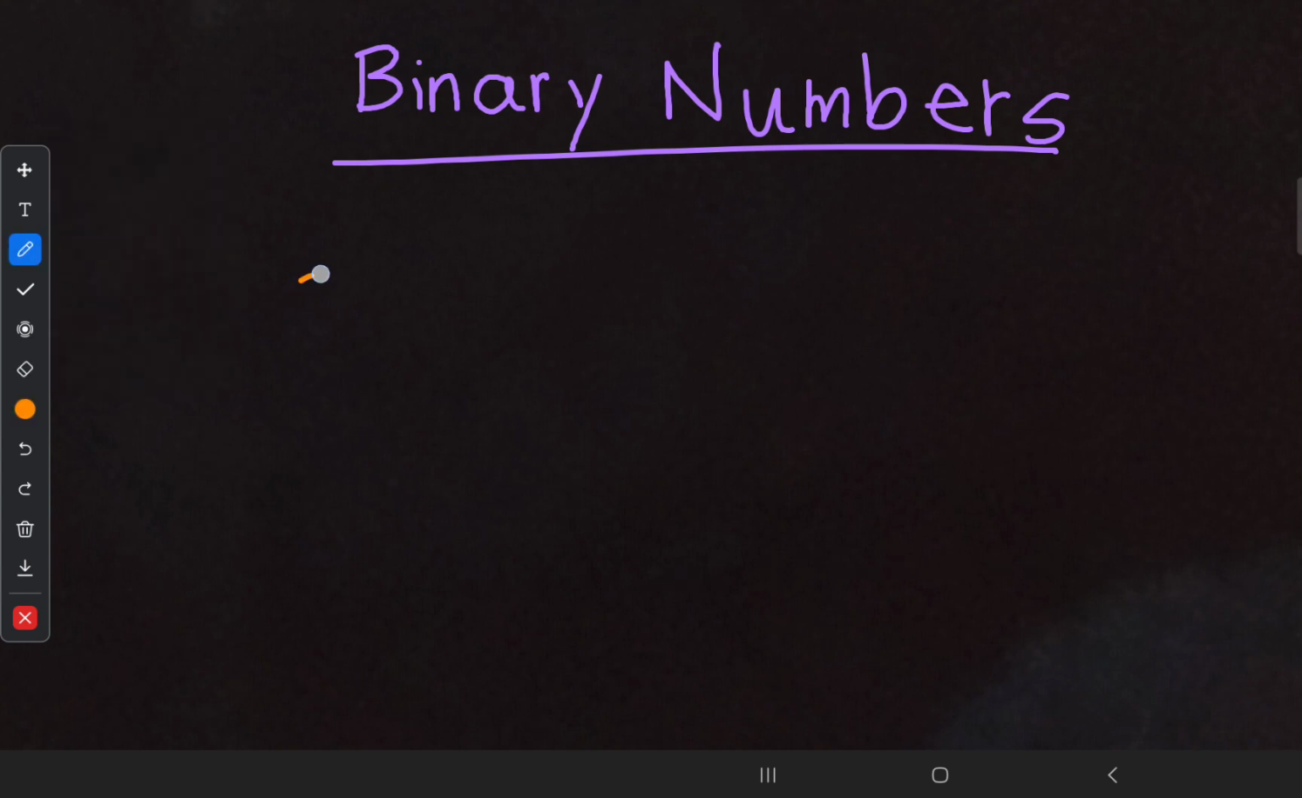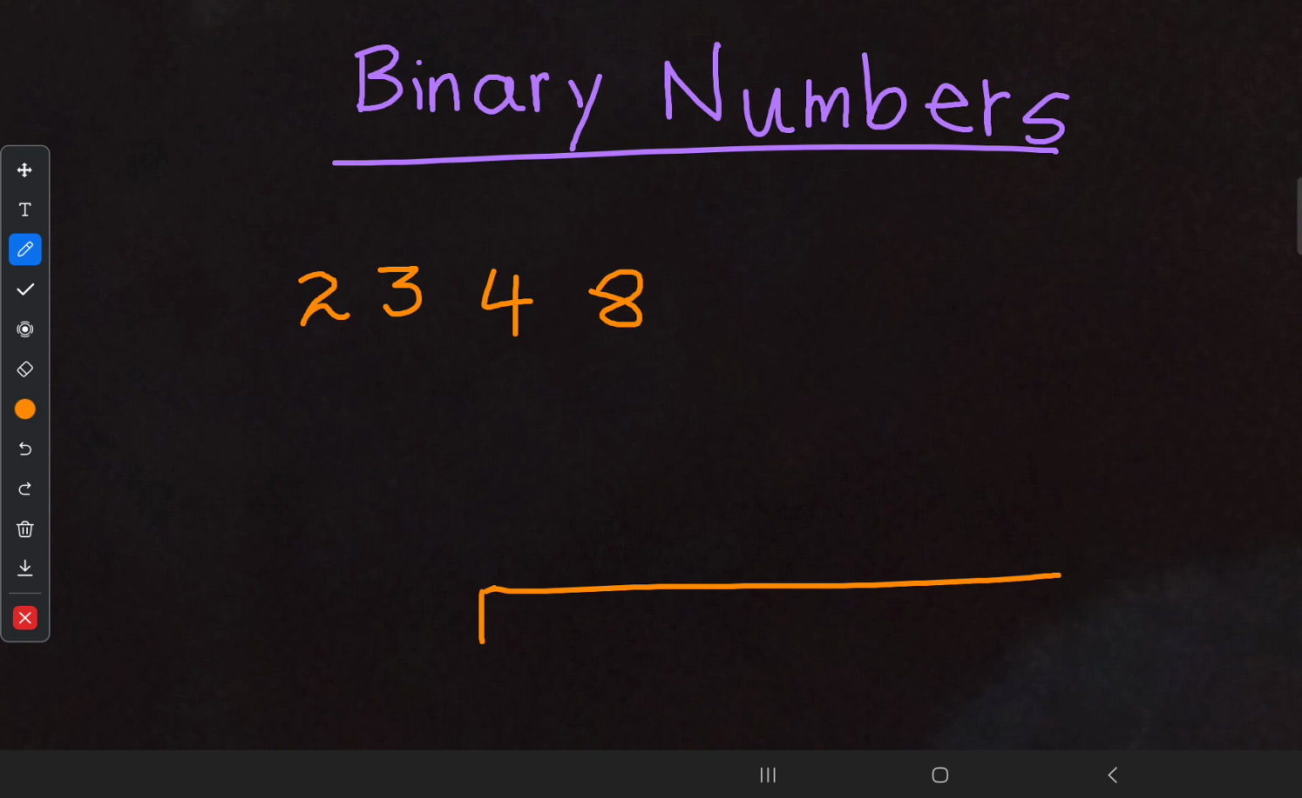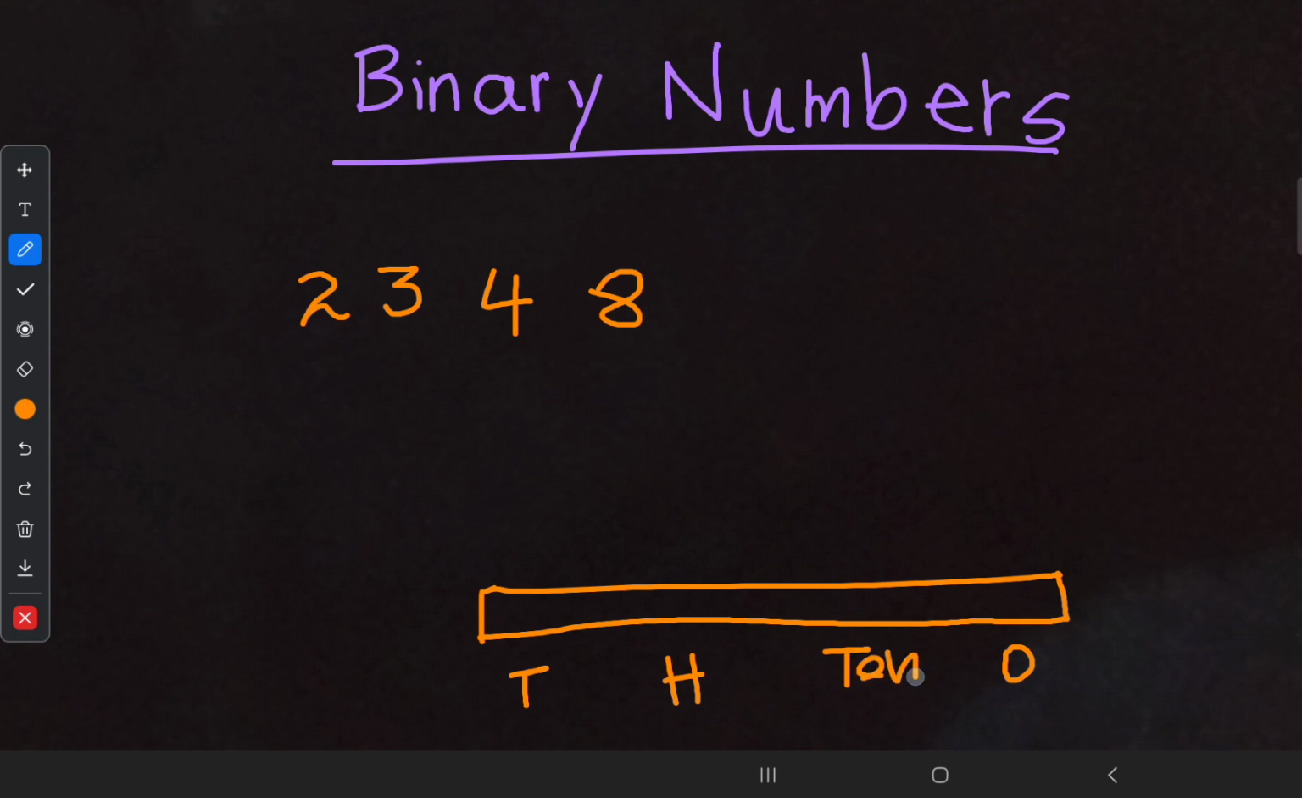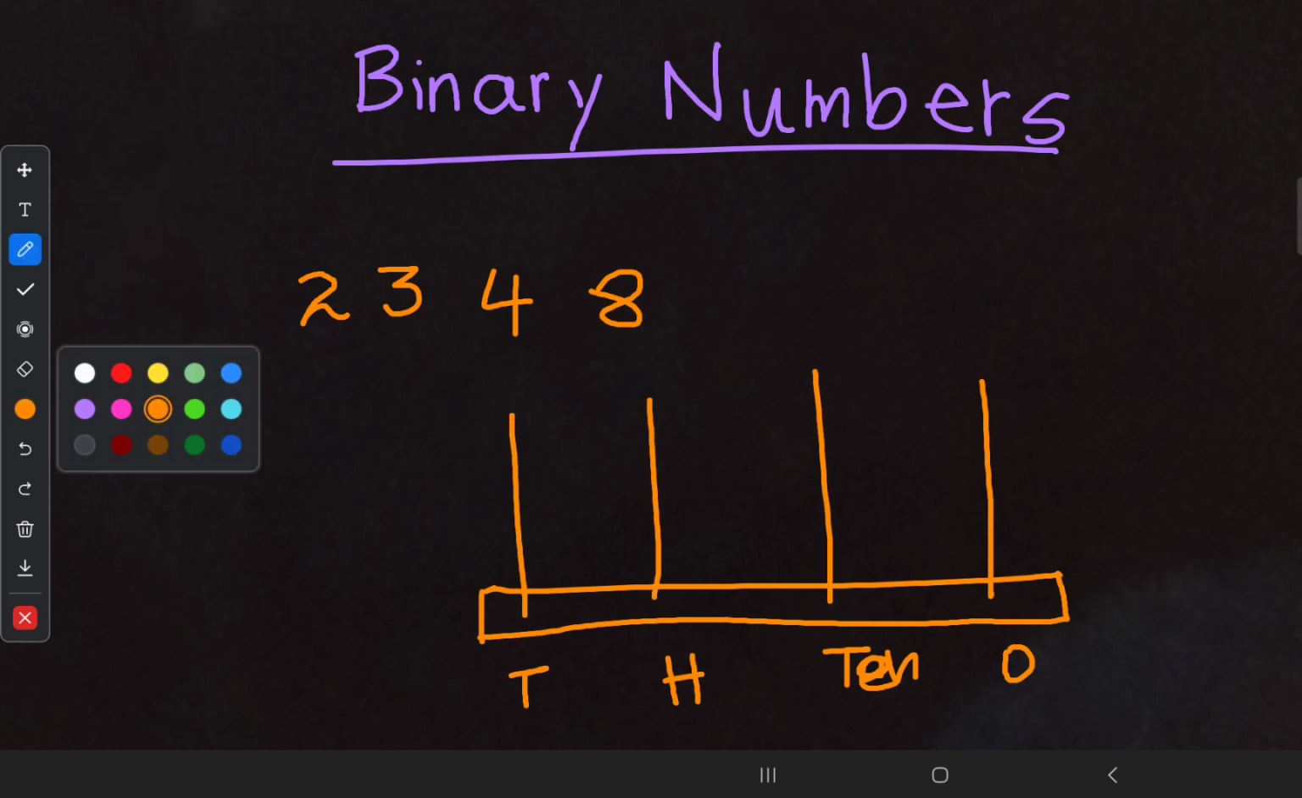For example, when we have 2348, you all know what an abacus is, or what's called the 10 factorial representation. In that, we have 2348. So here we have ones, tens, hundreds, thousands. Here we have some bars. In each bar you should denote the particular number.